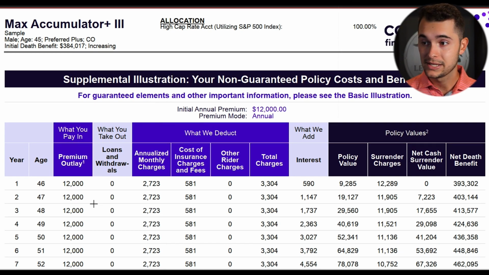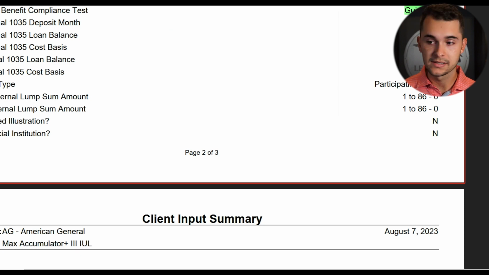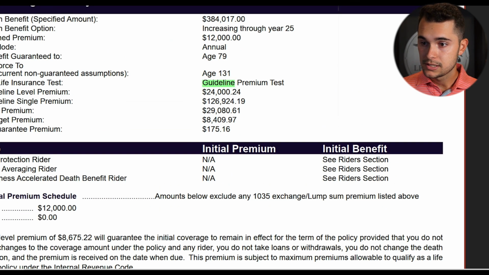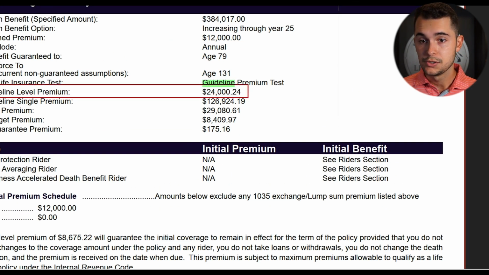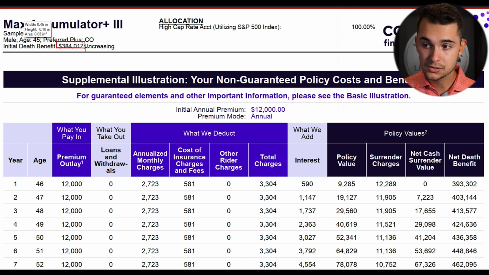And so we get a lot of these types of illustrations where they're sold on the idea that they have a ton of flexibility, which is essentially a good thing, at least what they're sold on. I wanted to show you what this guideline level premium looks like. It's gonna be the same thing, but instead of $12,000 a year, it's gonna be $24,000. So you can pay $24,000 into the policy. Let's say you only pay $12,000. That's kind of what we showed here. So essentially the death benefit has doubled and the premium has stayed the same.